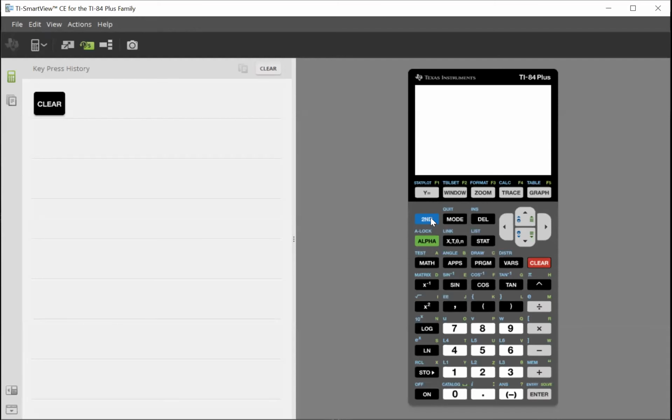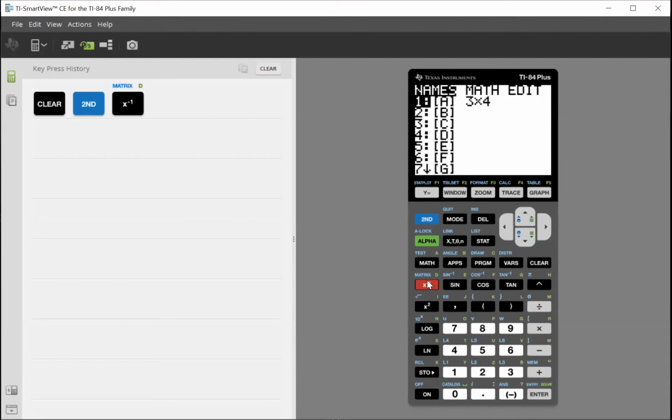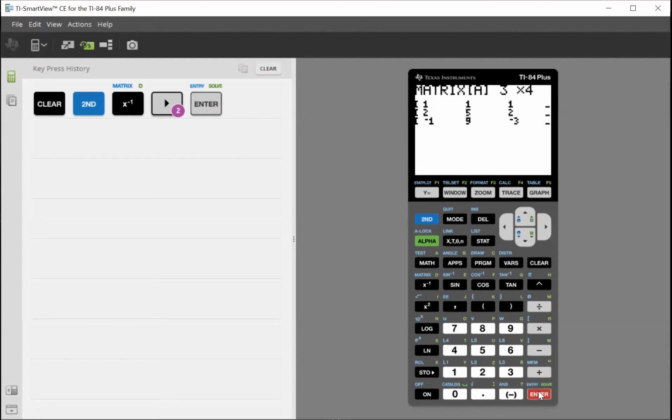All right, so to start out, I'm going to go to second, x -1 to get my matrix. I'm not going to arrow down to B, C, D, or whatever. I'm still going to use matrix A. So since I'm still using matrix A, I'm just going to go over to edit and hit enter. It's already got 3 by 4, so just hit enter twice and go through that part.